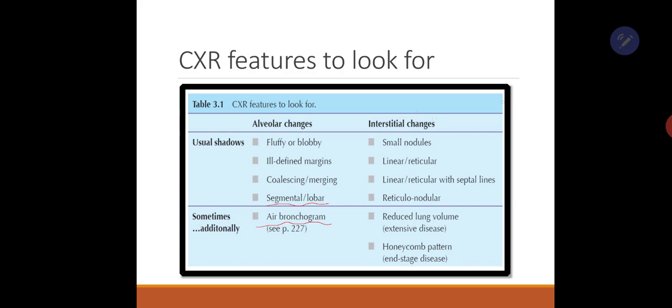In the interstitial changes, what we have to look for on the chest X-ray are small nodules, linear or reticular opacities, linear or reticular opacity with septal lines, reticulonodular pattern, reduced lung volume, and a honeycomb pattern may be seen additionally sometimes. The honeycomb pattern is seen at a very late stage or end stage of the disease.